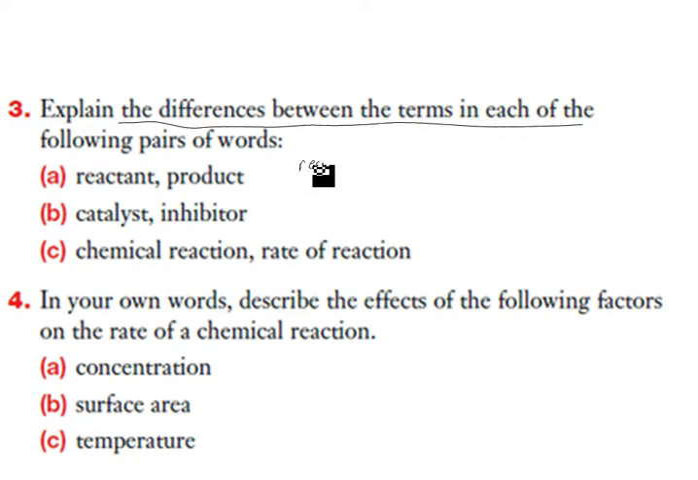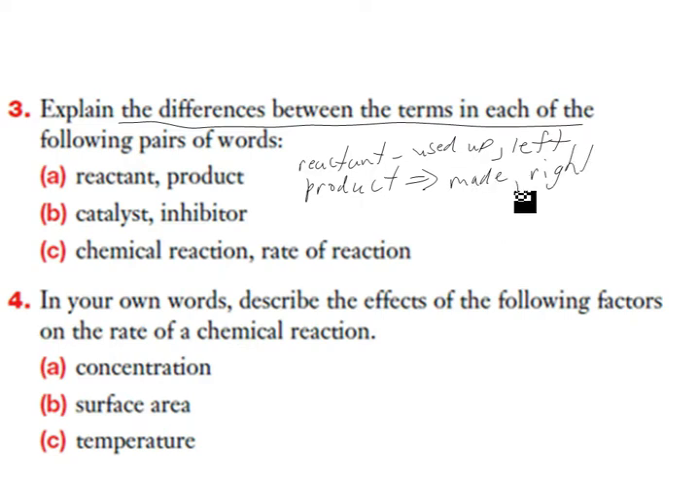A reactant is used up in a chemical reaction, and when looking at a chemical equation, reactants are on the left. A product is made during a chemical reaction, and it's always on the right when we look at a chemical equation. There's our arrow, products here, reactants here.